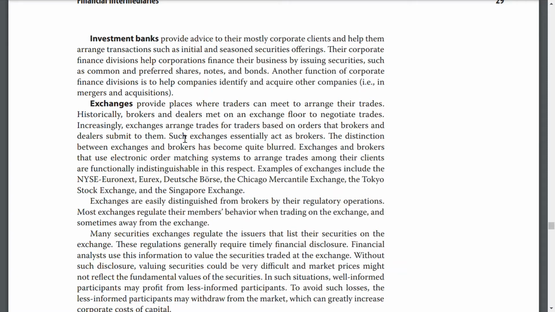Examples of exchanges include the NYSE and Euronext.